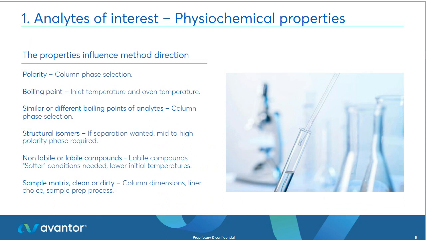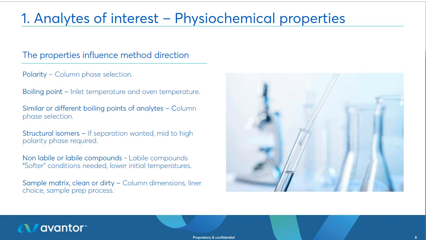Physiochemical properties of analytes influence the method direction, so the choices made with the products. The polarity can influence the column phase selection, the boiling point can influence the inlet temperature and the oven temperature. Similar or different boiling point analytes can influence the column phase selection. Structural isomers, if you want to separate them, you may need mid to high polarity phase columns.